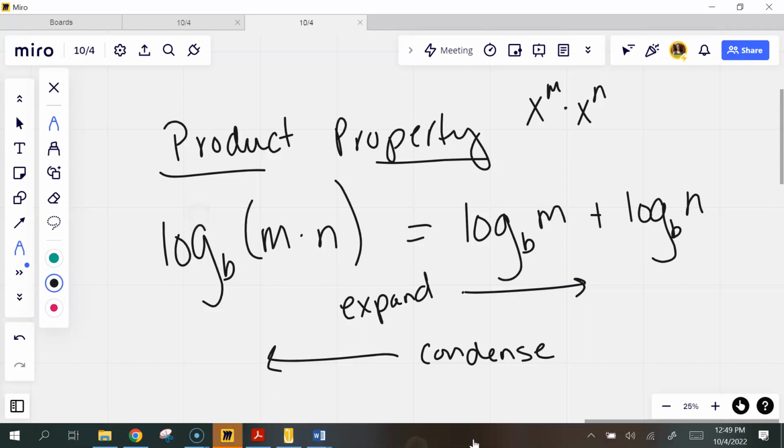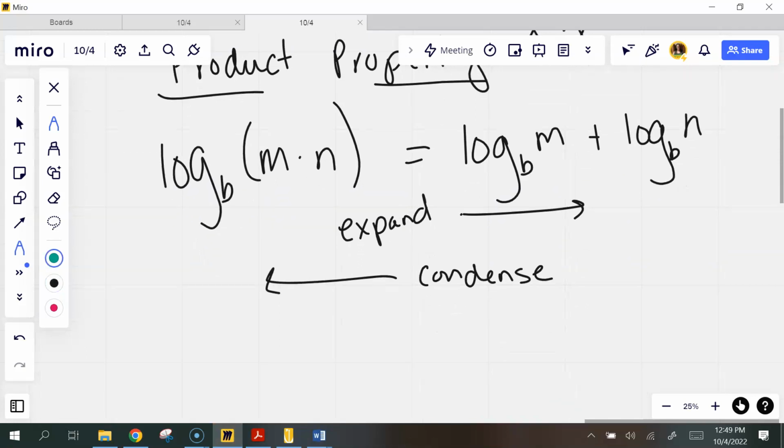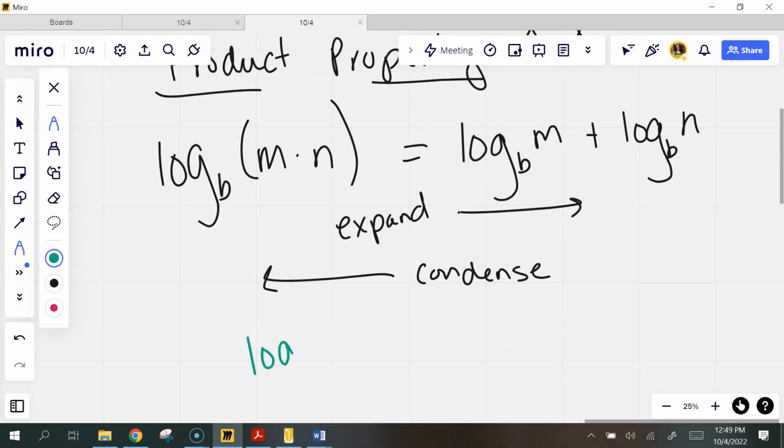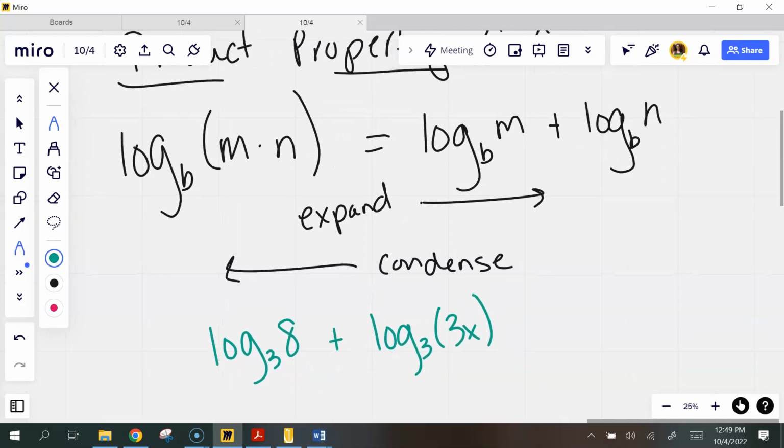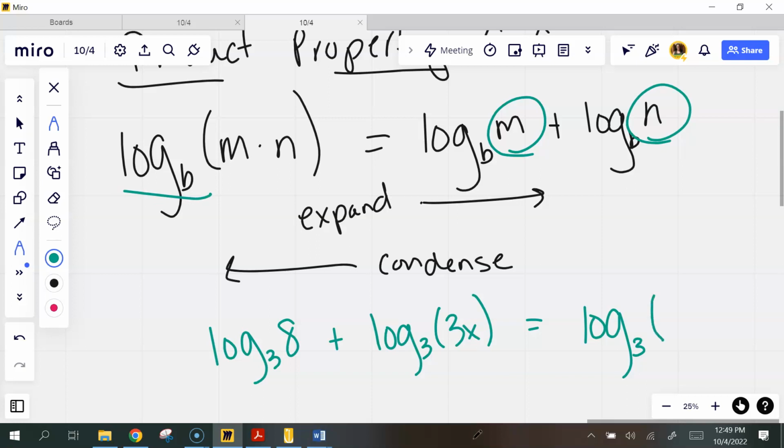So let's do the 2 examples on here. Look at the first one. The first one says condense, and you have log base 3 of 8 plus log base 3 of 3x. How would I condense that? In other words, put it together. Log base 3. Now notice what happens. I'm going to leave the log written one time, and I'm just going to multiply these values together. So log base 3 of 24x, and that's it.